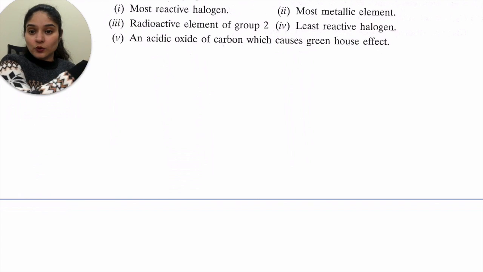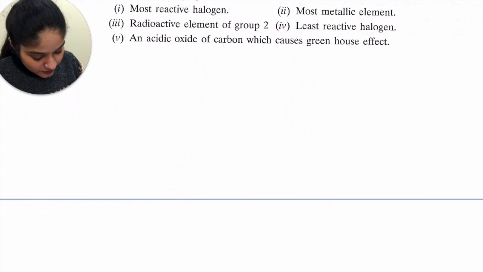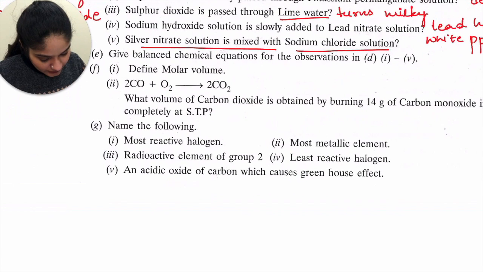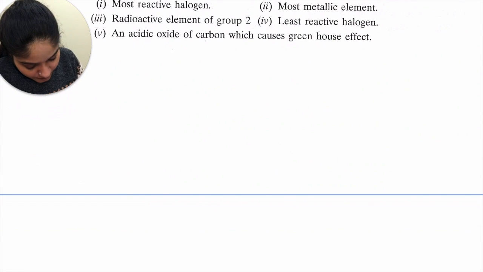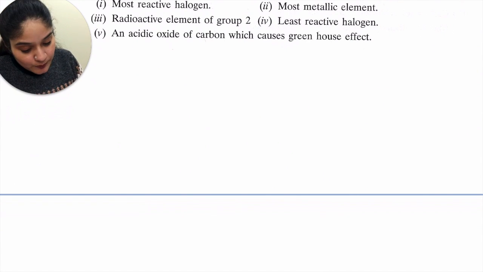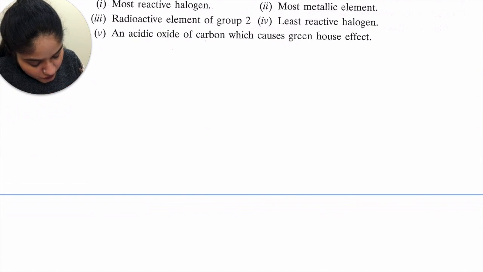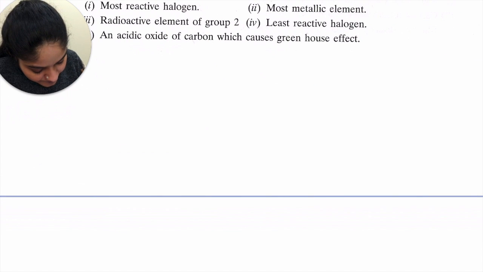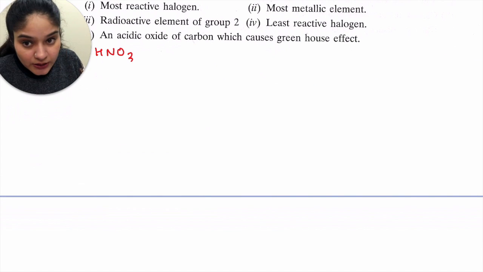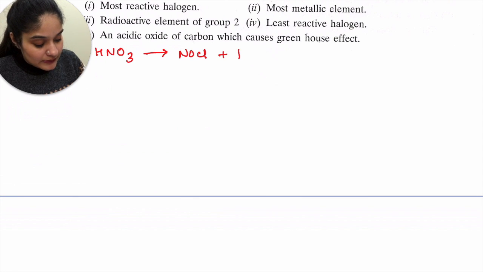Then that nascent chlorine goes ahead and combines with gold, and then you complete the equation. So let's go ahead and write the answer here. So the part is E. First part is saying aqua regia. So 3 parts of HCl plus 1 part of HNO3 will end up giving me NOCl plus water plus nascent chlorine.